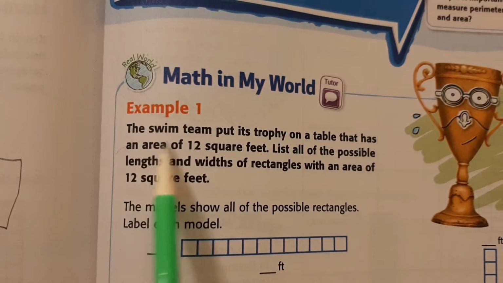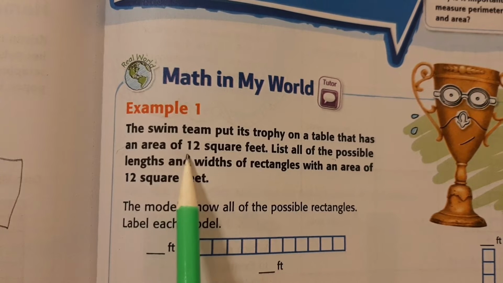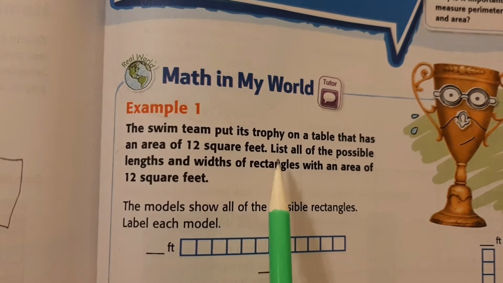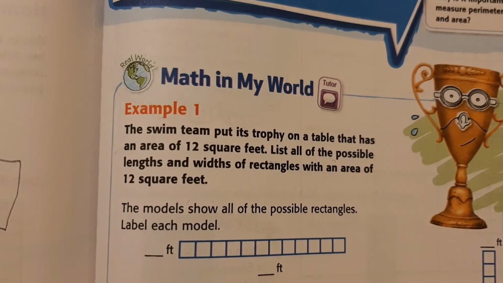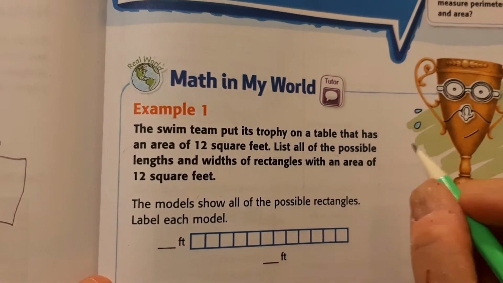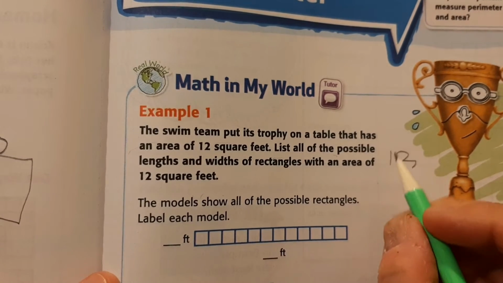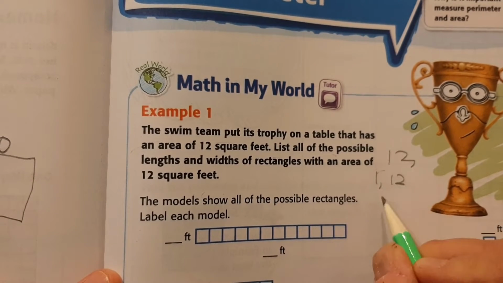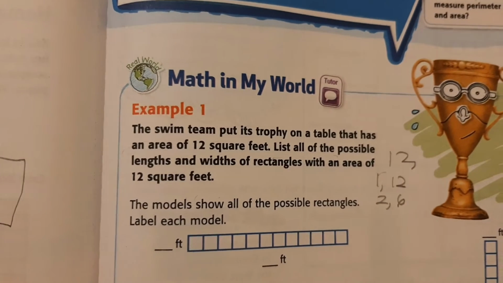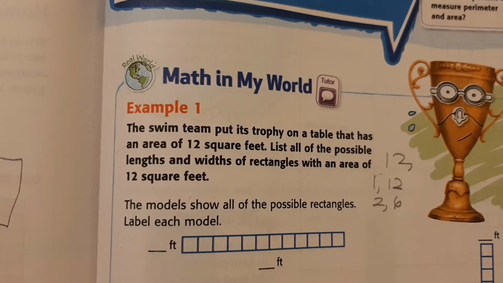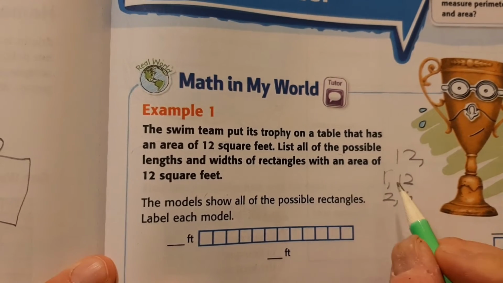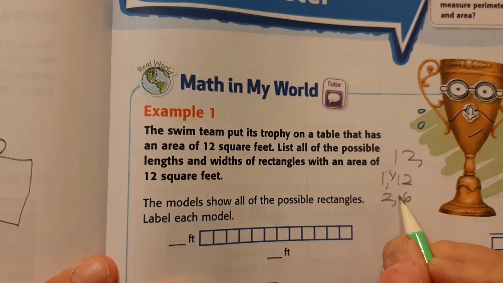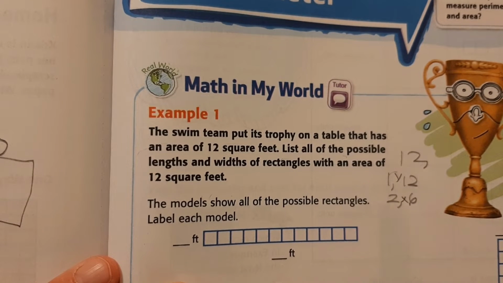The swim team put its trophy on a table that has an area of 12 square feet. List all the possible lengths and widths of rectangles with an area of 12 square feet. Do you remember how we used to do factors? And we would write the number 12, and then you'd say, okay, 1 times 12 or 2 times 6. Well, when we're finding the dimensions of something, and we have the area, basically we're just finding the factors. So we're finding whatever multiplied together would be 12.